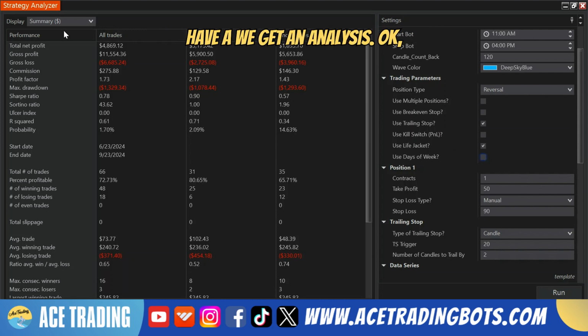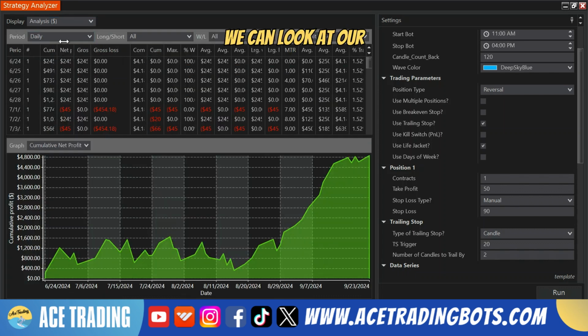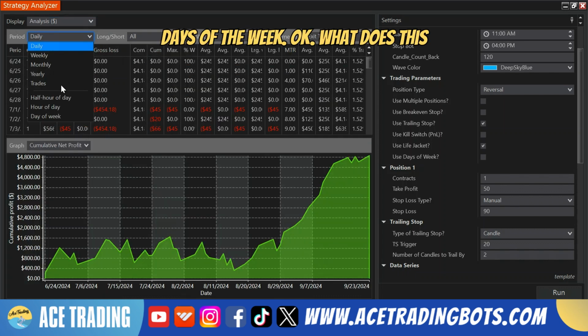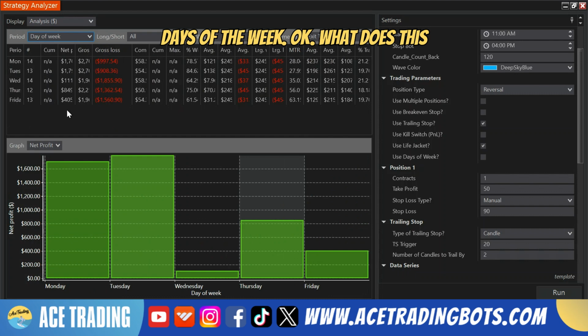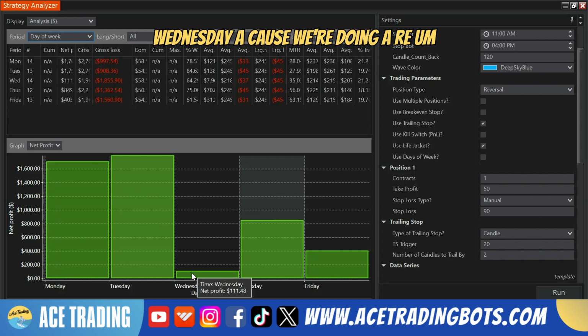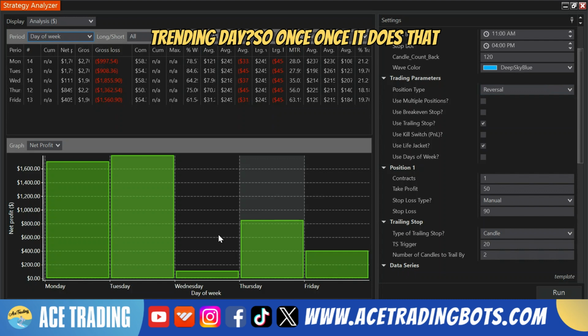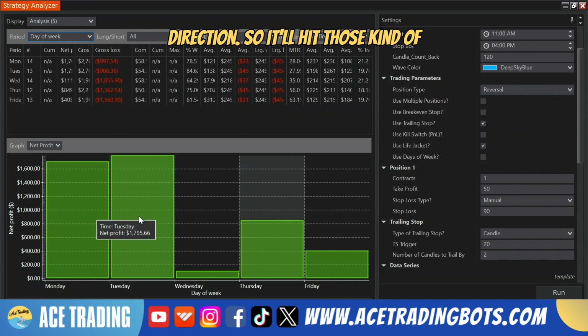We go to analysis and we can look at our days of the week. What does this show us? This shows us that Wednesday is particularly not a great day for this strategy, and Friday. Think about the market and what happens on those particular days. Because we're doing reversals, is Wednesday usually a trending day? Once it does that breakout, is price looking to move further? Whereas on a Monday and Tuesday, price hasn't really chosen its direction, so it'll hit those support and resistance levels and bounce.